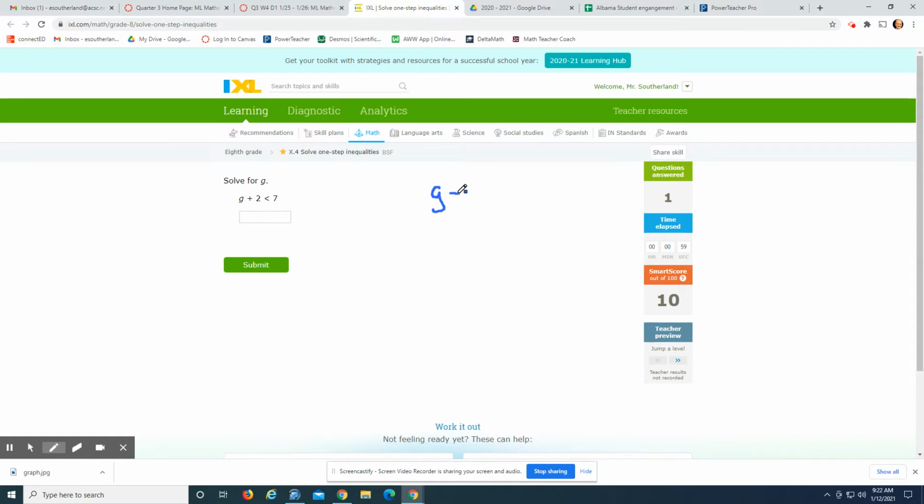Now, same thing here. You're going to have g plus 2 is less than 7. You're going to start by subtracting 2 on both sides of the less than sign. So the g drops down, the 2's cancel, 7 minus 2 is 5. The sign stays the same. And so when we type it in, we get g is less than 5.